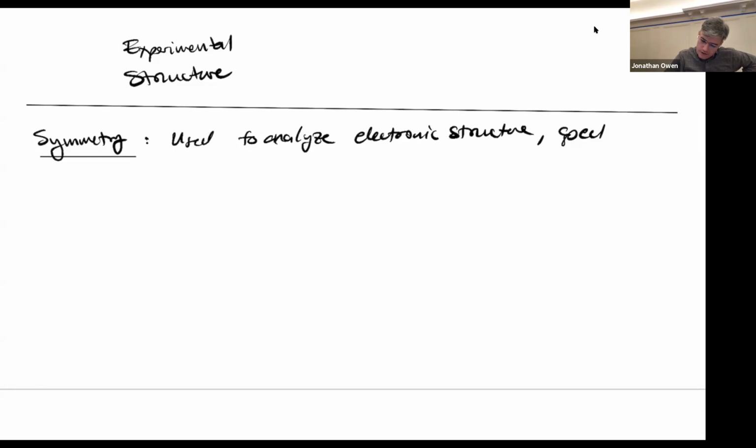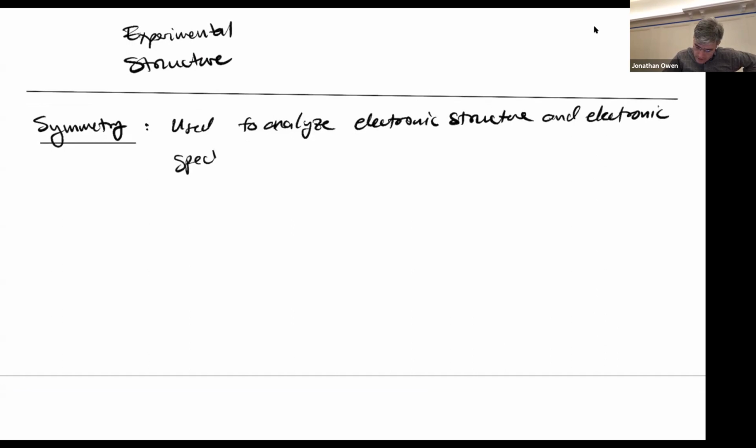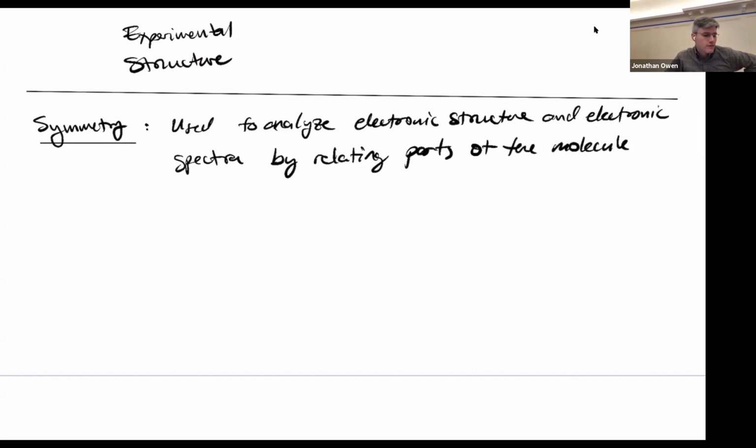Let's try this again. Structure and say electronic spectra. And really it's just by relating parts of the molecule of interest to other parts using what are called symmetry elements.